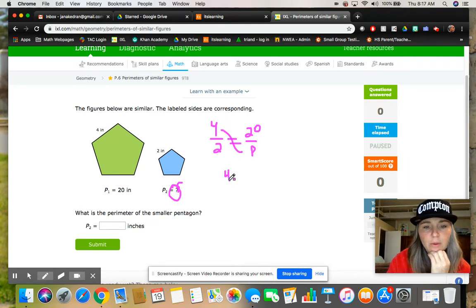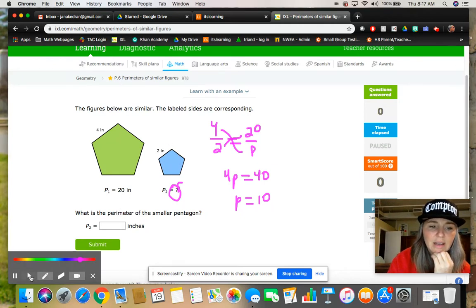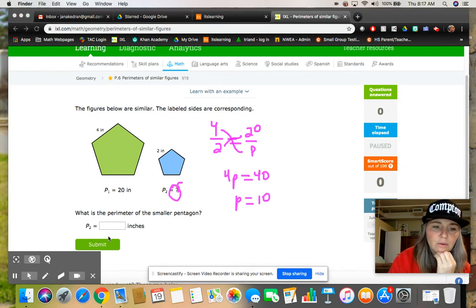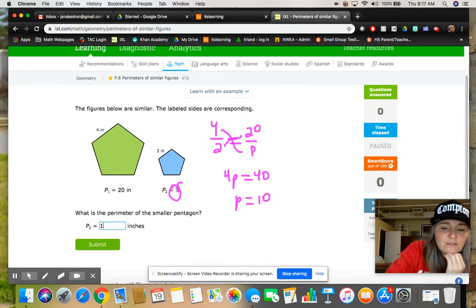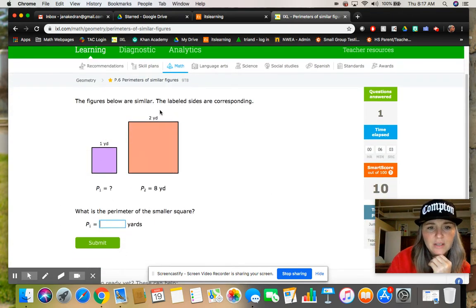So you've got 4P is equal to 40. So 2 times 20 is 40. And then divide by 4 and you get P is 10. But because this is a regular figure, I could also just go 2, 4, 6, 8, 10 and get the answer that way. So I guess it sort of depends on what you think is faster or easier for you to work on. So like this is 2, 4, 6, 8.